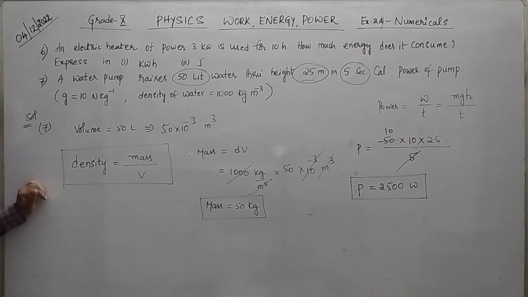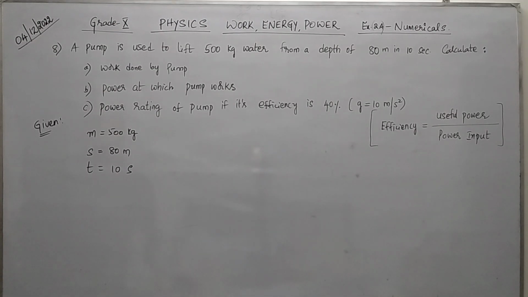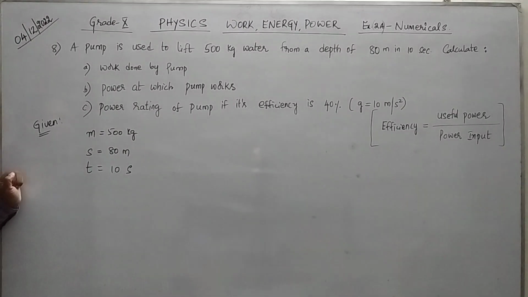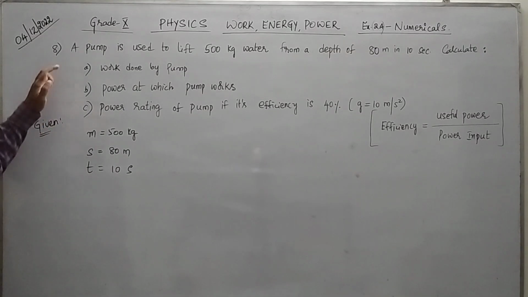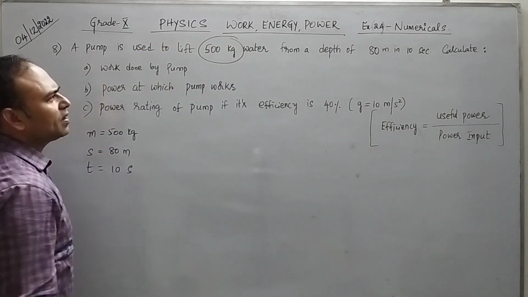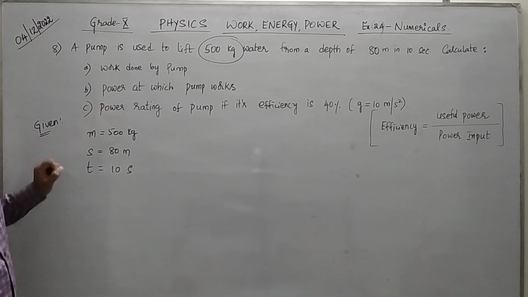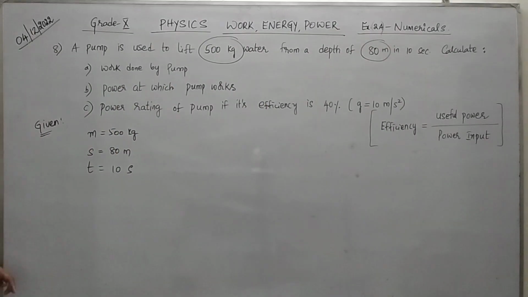Now let us move to question number 8. Now you read question number 8 and try to solve that. After that I'll give you the solution. A pump is used to lift 500 kg water. Mass is given, 500 kg, I have written here, from a depth of 80 meter. That means the height of that particular well is 80 meter, we have written.